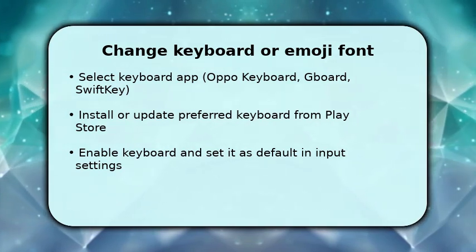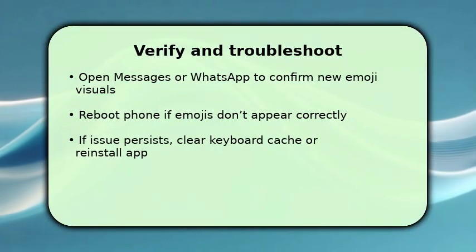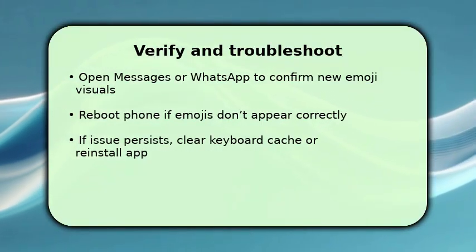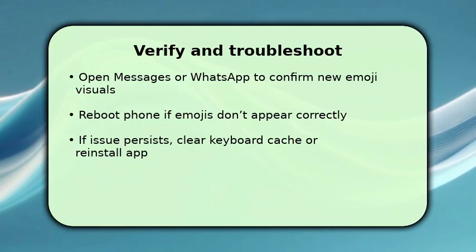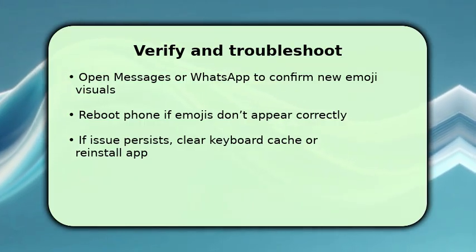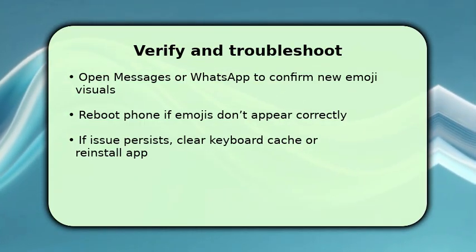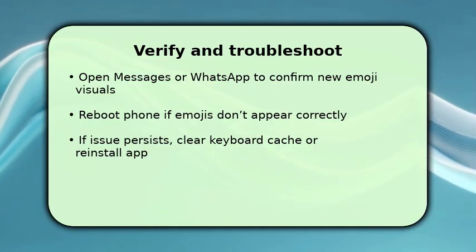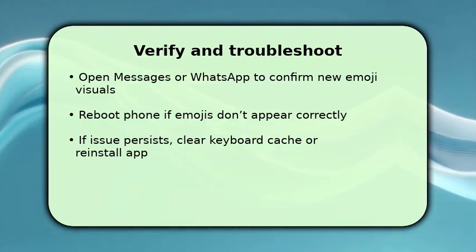You're almost done. Verify by opening a messaging app and picking an emoji. If the new style doesn't show, reboot the phone to refresh rendering. This often resolves lingering cache conflicts. Make sure to clear the keyboard app cache or reinstall the keyboard if problems persist.